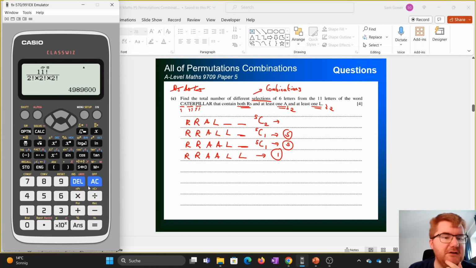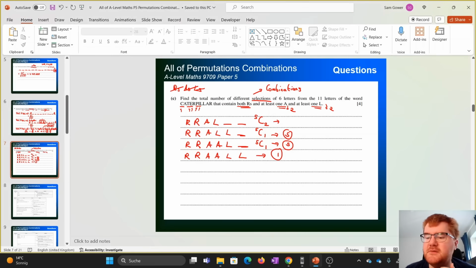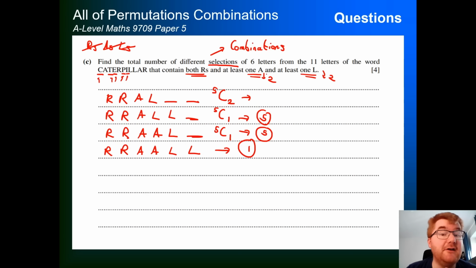Okay, so here we're going to use this NCR button at the bottom. I want to work out 5 choose 2, so choosing 2 letters from a selection of 5. So all we do here is just type in 5, shift and divide 2, press equals, and we'll get our answer of 10. So if you ever want to work these out, again, you have a calculator in the exam. It's good to know, like 5 choose 1 is 5. If you didn't know that, then again, you can use your calculator.